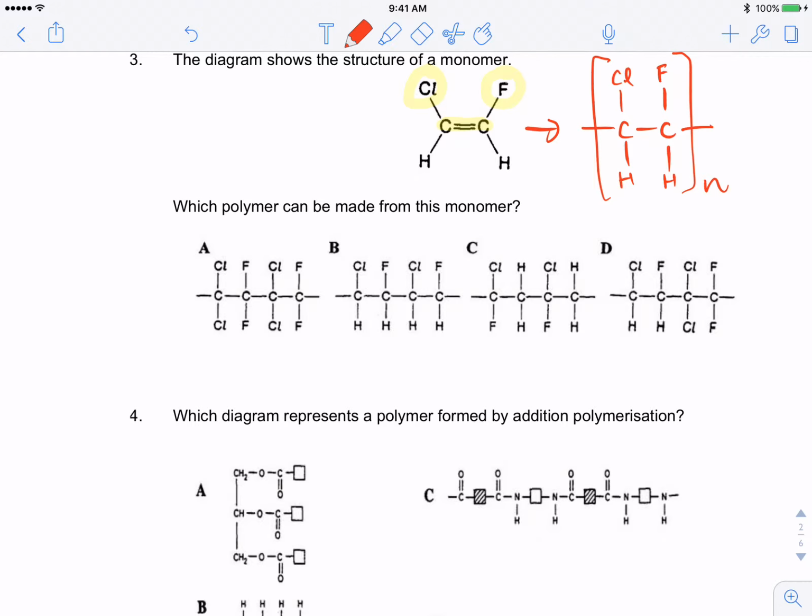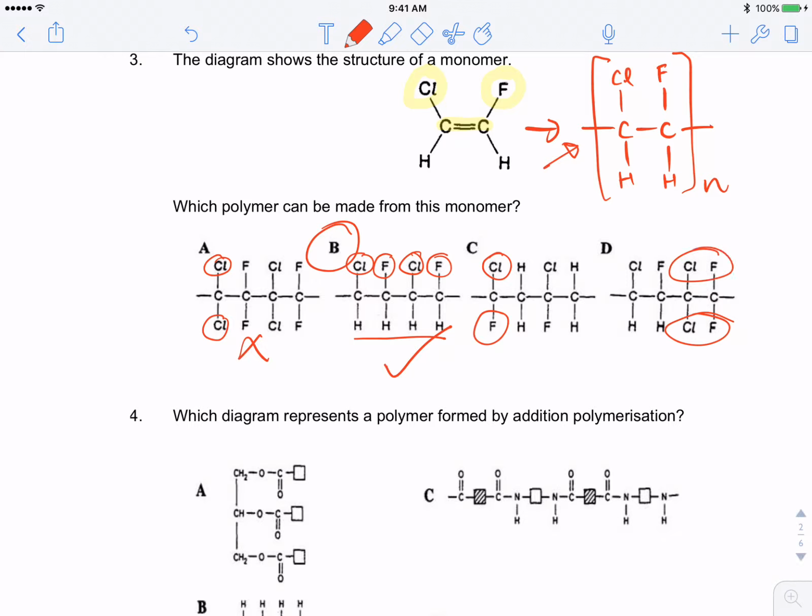Okay, so you just see which of the following gives you this polymer, where one carbon has a chlorine, the other carbon has a fluorine, and it alternates. Note that A, there's chlorine on both sides, so this is wrong. Here, chlorine, fluorine, chlorine, fluorine, with hydrogens here, so B is the correct answer. C, note that the chlorine and the fluorine are joined to the same carbon, which is not the case here. Okay, and D, here there's chlorine and fluorine on both sides, so D is also not the correct answer.